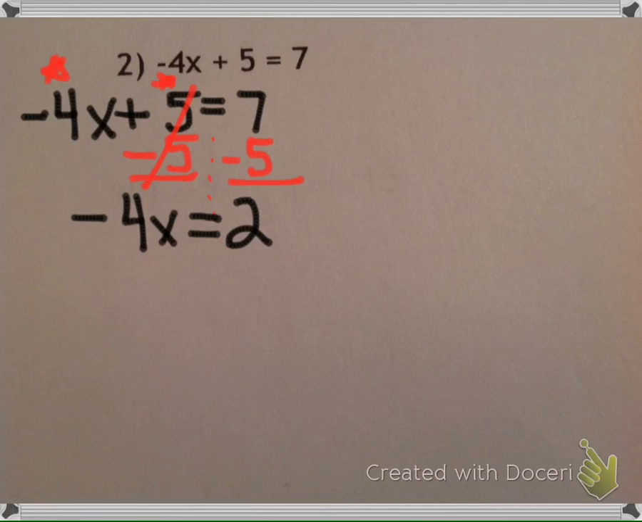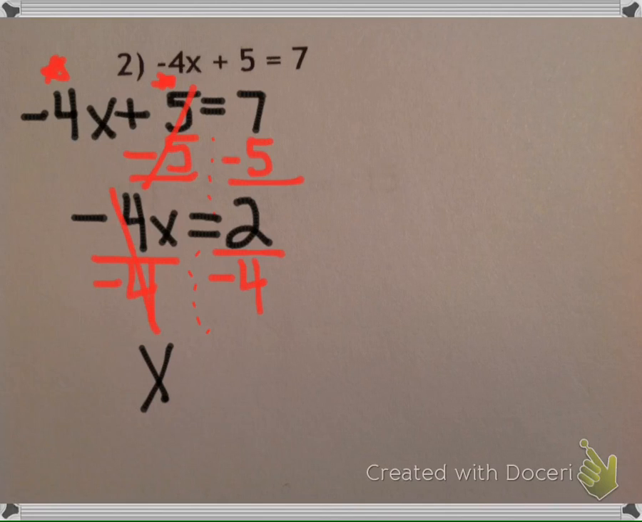Okay, now in order to get x all by itself, I need to get rid of the negative 4. When you have a number next to a variable, that's multiplication. The inverse is division. So I'm going to divide by -4. If I divide by a +4, I'll be left with a negative. We want to be left with a positive 1x or positive x. So you divide by a -4. Whatever I do to one side, you have to do to the other. -4 divided by -4 cancels out. I'm left with 1x or x.